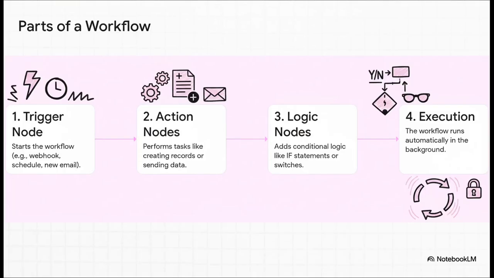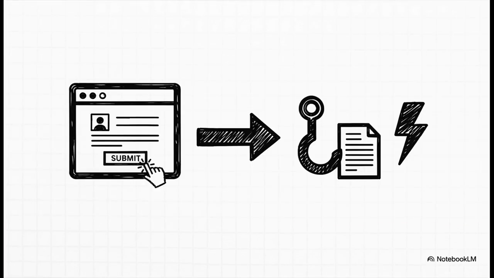Every single workflow you build in n8n is made of just a few basic parts. It always starts with a trigger. That's the thing that kicks the whole process off. Then you connect action nodes, which are the do-this parts. You can sprinkle in some logic nodes to make it smarter, like with if-then decisions, and finally, execution is just the workflow running on its own in the background. Pretty simple, right?